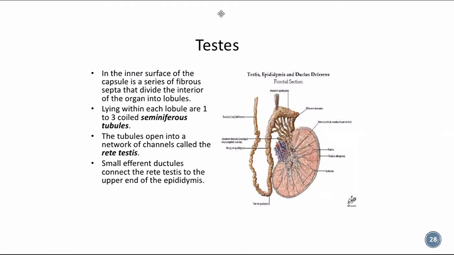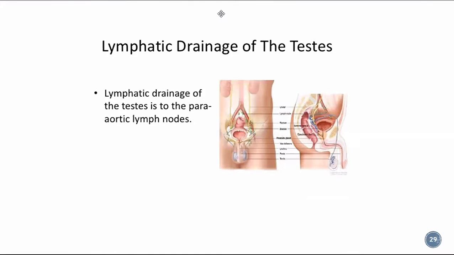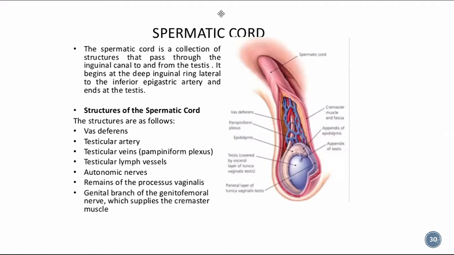So again, spermatozoa are produced in the seminiferous tubules. Now, lymphatic drainage of the testes is to the para-aortic lymph nodes. So if you have cancer of the testis or testicular carcinoma, you can do an ultrasound and look in the midline. You see the enlarged para-aortic lymph nodes in the midline, in this area, which are areas of metastasis of the testicular cancer.